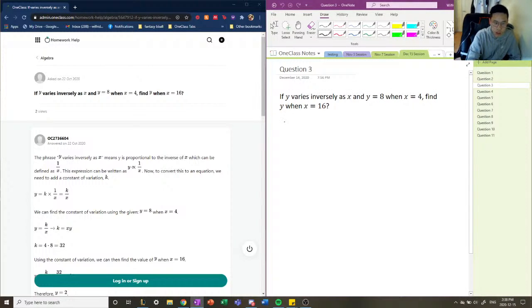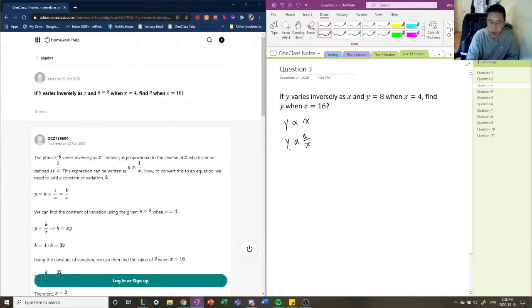So the proportional notation is this, and whenever we have this notation, we say that y is somehow related to x. In this case, y varies proportionally to x. That means when x increases, y also increases. When y varies inversely to x, that means y is proportional to 1 over x. So when x grows bigger, y grows smaller.